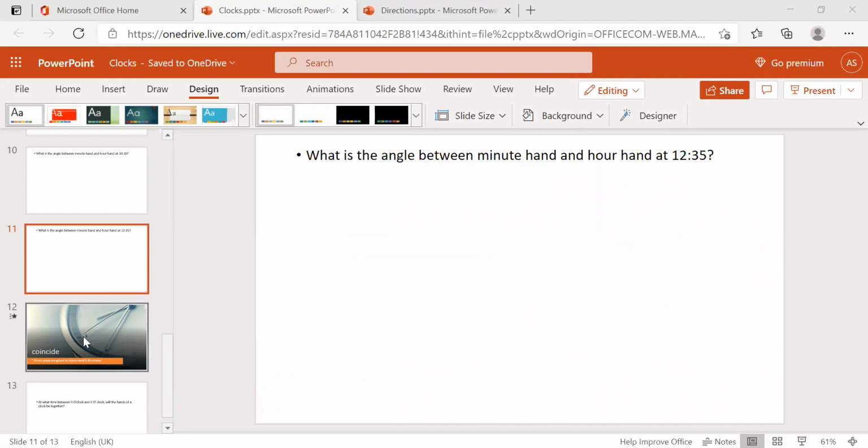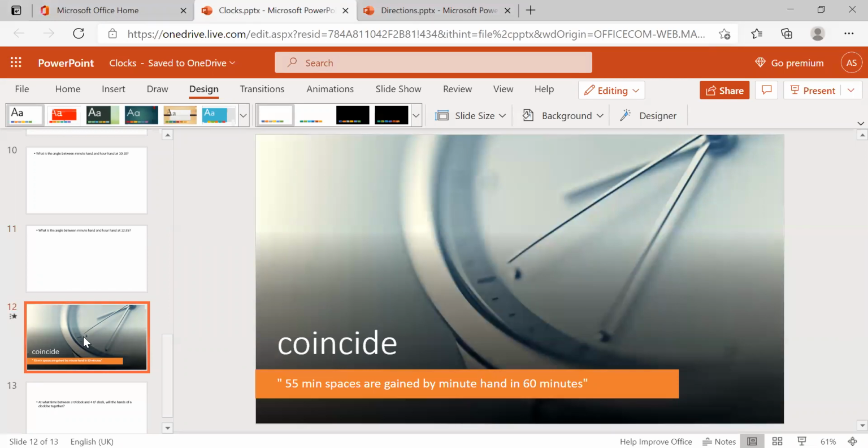Now we'll move on to the second type: coincide. They will ask coincide, together, or overlap. Whatever they ask, this is nothing but when the clock hands are overlapping.